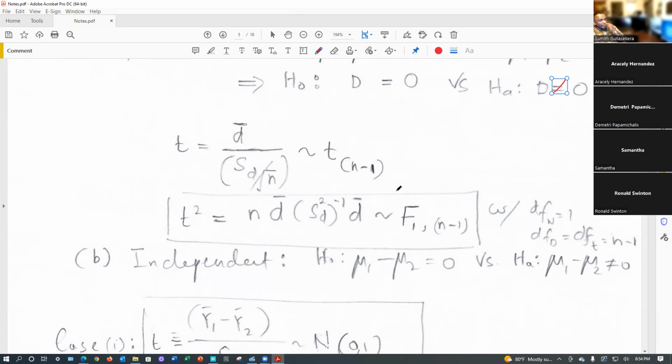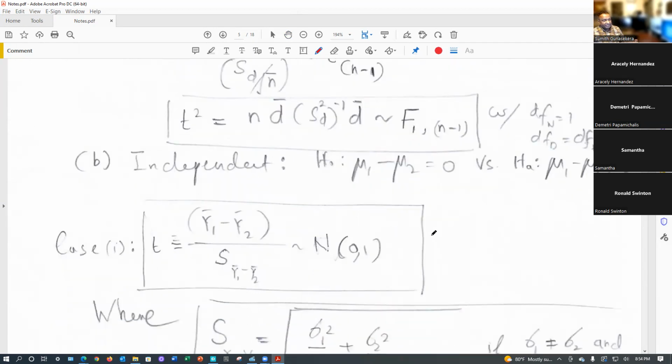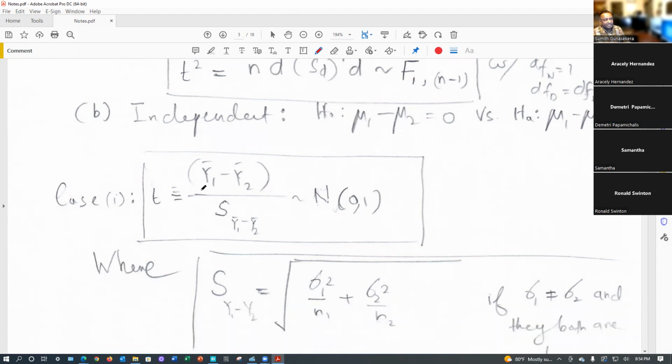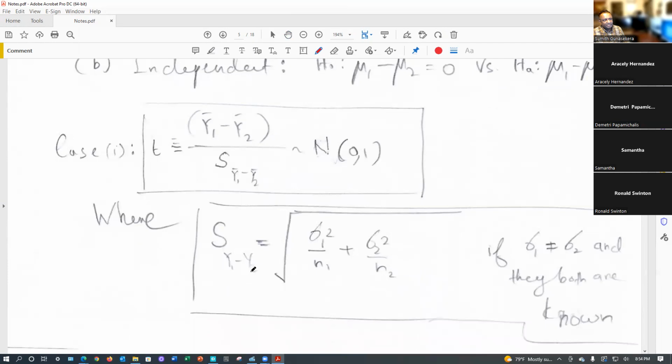If it is independent, we're not going to take the difference. We're going to keep it as it is in two groups, male, female, or two countries, two counties, or something like that. We're going to compare, contrast. I'm going to divide this difference by its standard deviation. The standard deviation would be like this. This one should be like that.